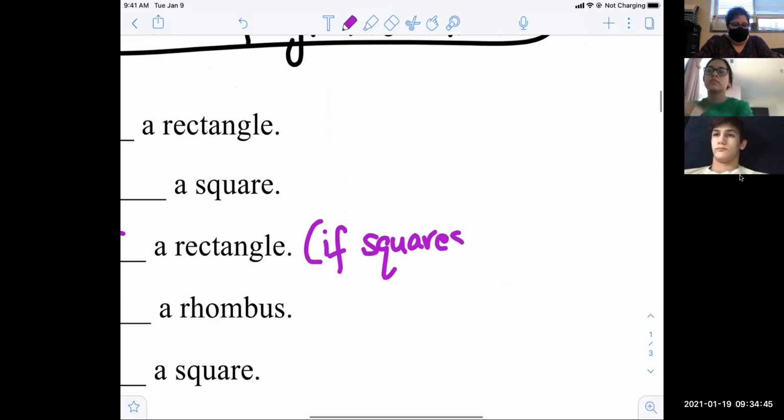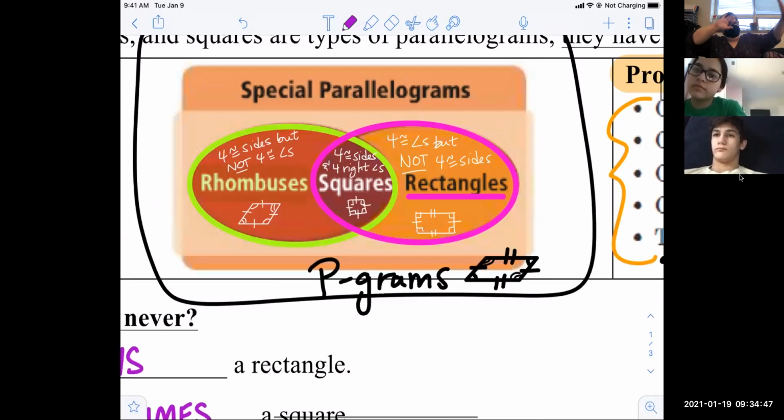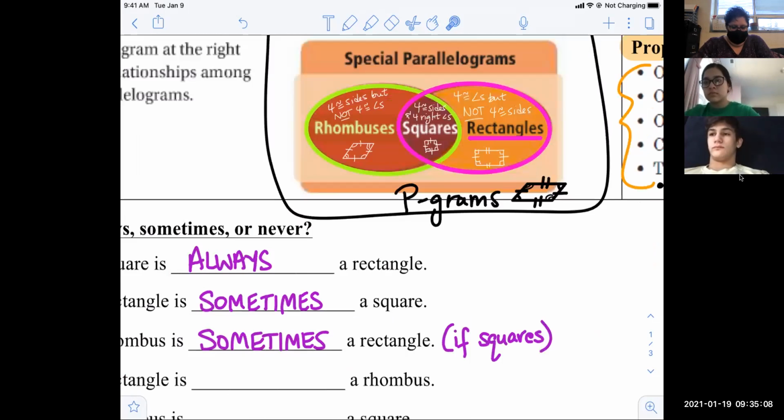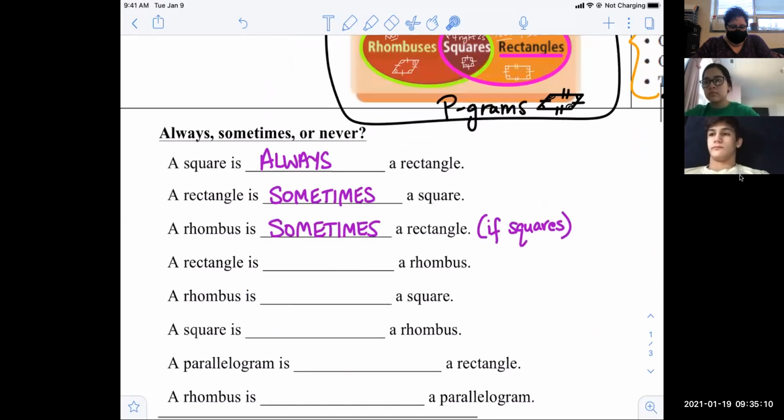Okay, so again, don't think of rhombuses as one category and rectangles as another category and them being separate. Remember that they overlap. They share some shapes, and the shapes they share are all squares. So again, a square, if you're in here, you're also a rhombus because you have 4 congruent sides. And if you're in here, you're also a rectangle because you have 4 right angles or 4 congruent angles. Okay, a rectangle, sometimes or never a rhombus.